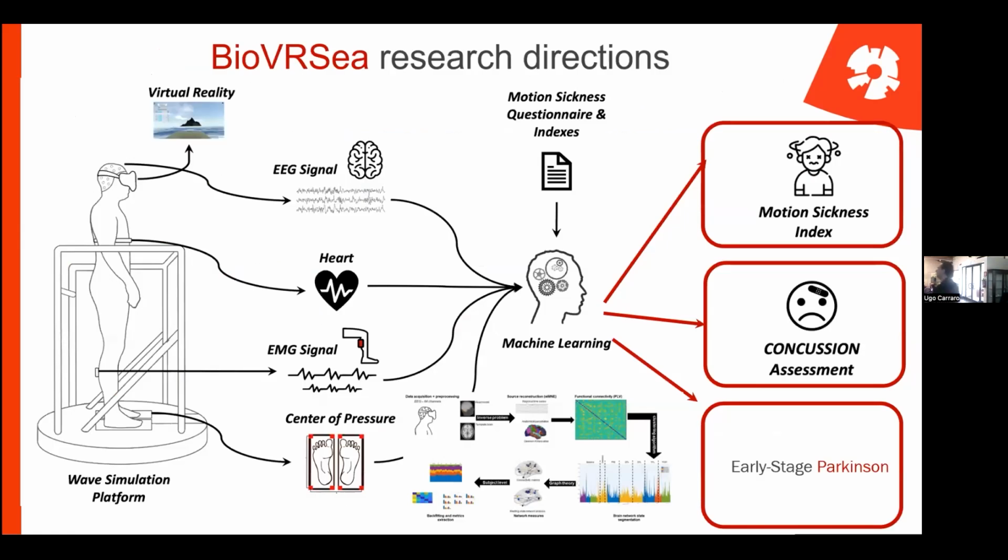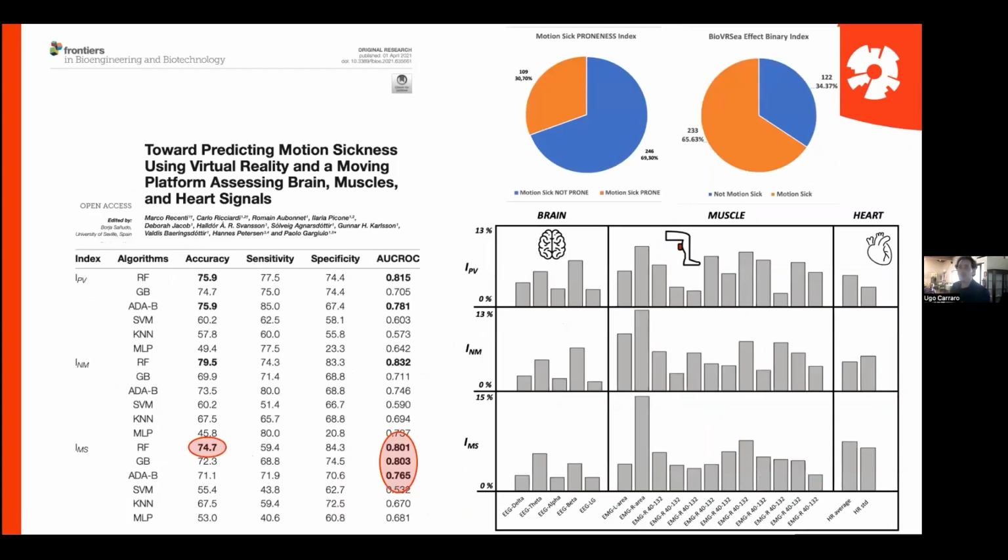And with this setup, we have been investigating motion sickness, concussion, and early stage Parkinson. We first find out that in postural control, a combination of all the different signals from heart, brain, and muscles contribute to the postural control. And this is nothing that should surprise us.